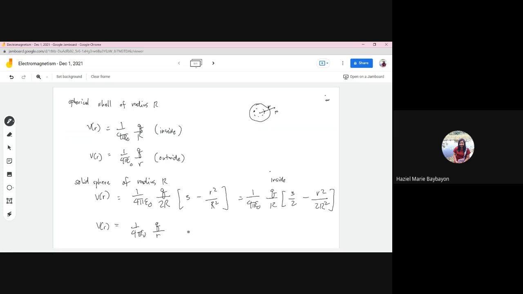Yeah. So this is outside the sphere. So it is just the same as a point charge. So if you can recall, if you have the electric field of a point charge, you can easily get the potential, and the potential is just equal to this one.